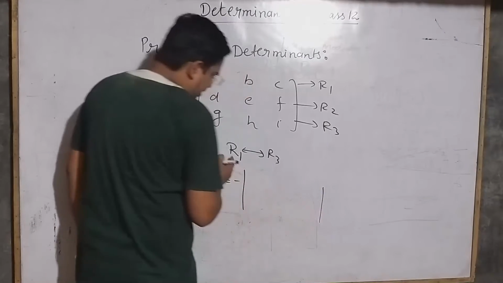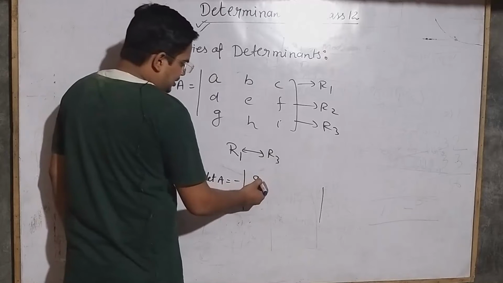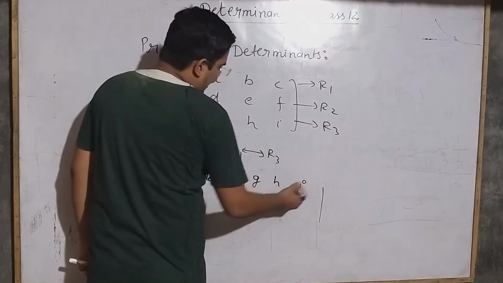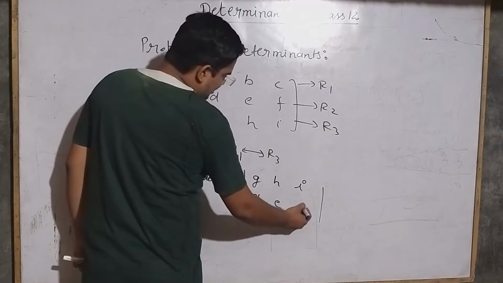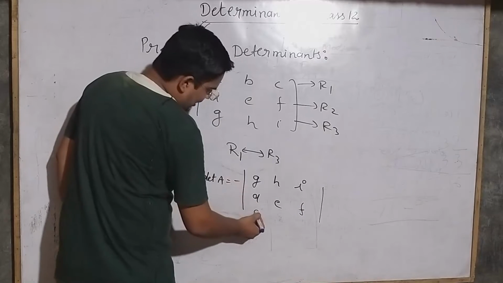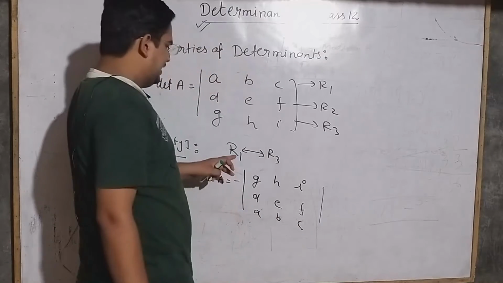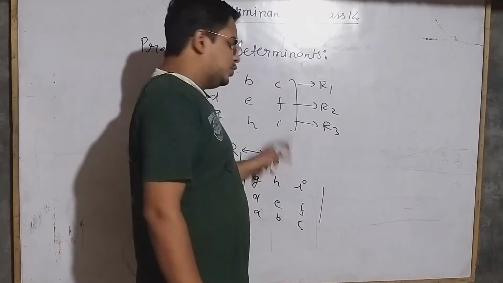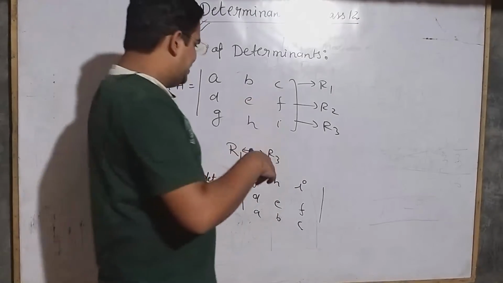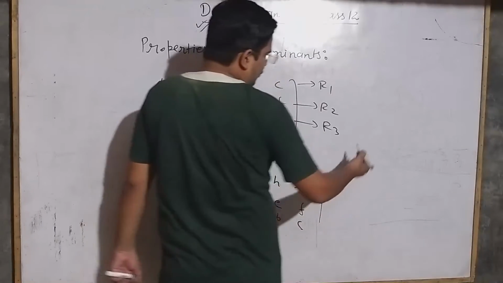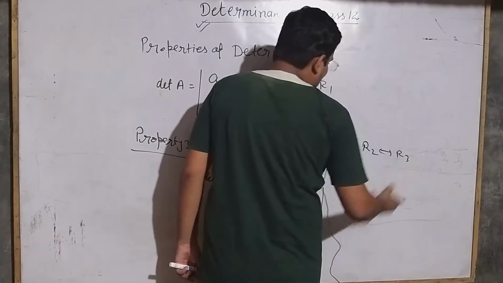Now at the place of R1, I will write down the value of R3, that is G, H and I, and after this, this is the D, this is the E, this is the F, and after this is the A, this is the B, this is the C. What I mean to say is that I had changed R1 into R3, so I will take a minus sign over here.